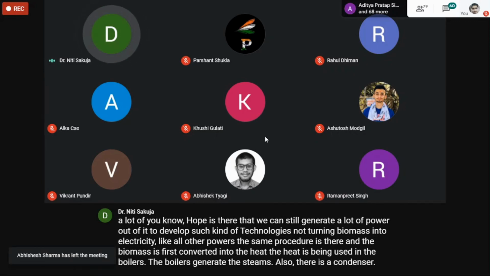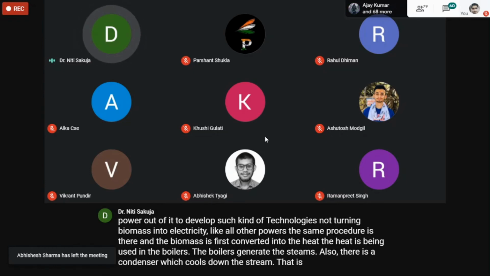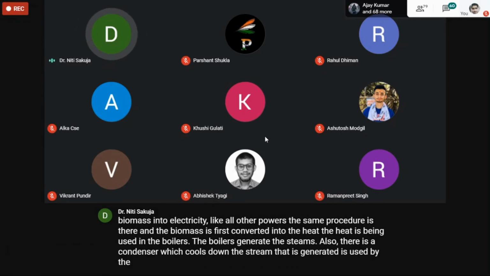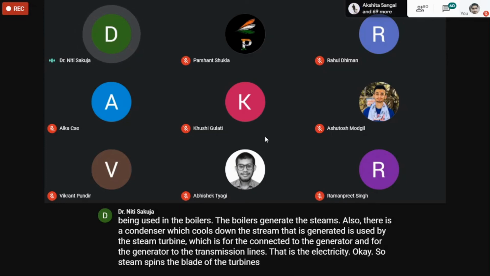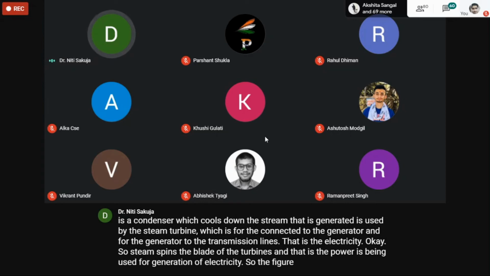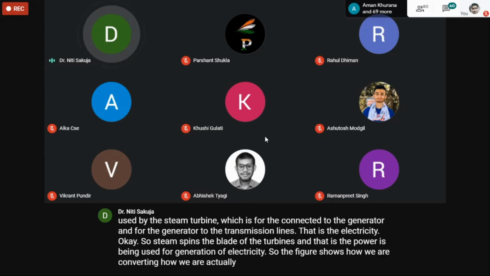Okay. So steam spins the blade of the turbines, and that power is being used for generation of electricity. So the figure shows how we are using this biomass and turning it into the production of electricity. Now, what is the efficiency of biomass?